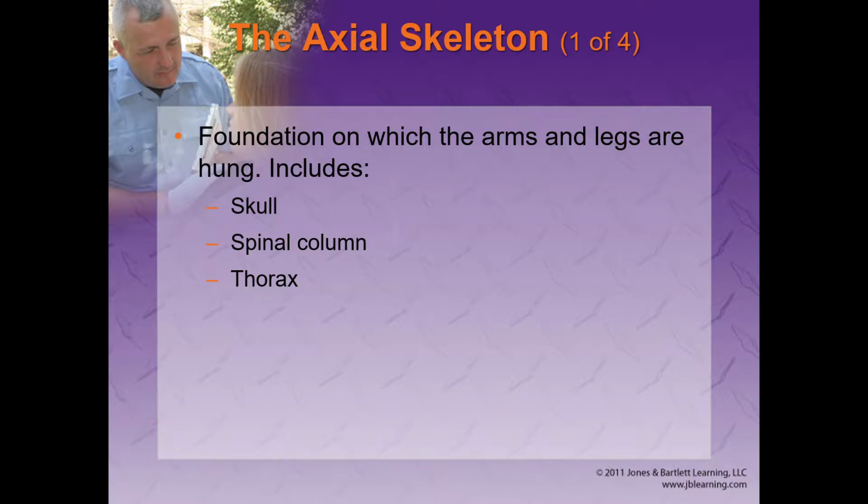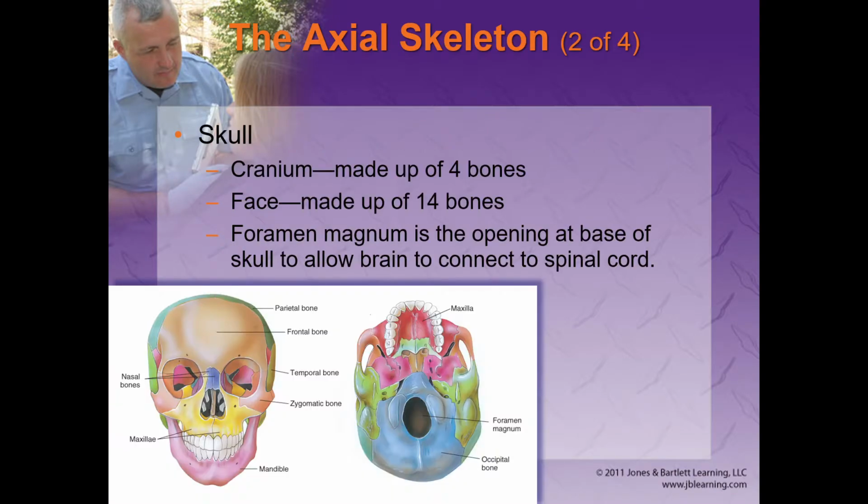You have two different portions to your skeleton. You have the axial skeleton and the appendicular skeleton. Your axial skeleton is basically the foundation to which your arms and legs are attached. So your thorax, your skull, and then your spinal column.